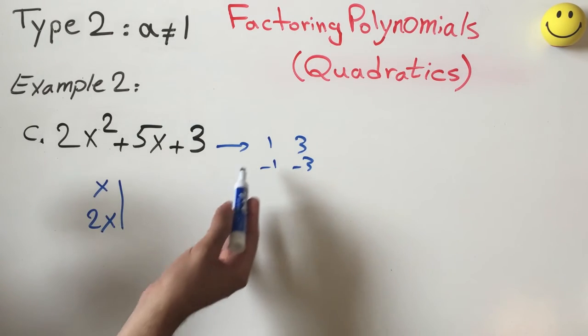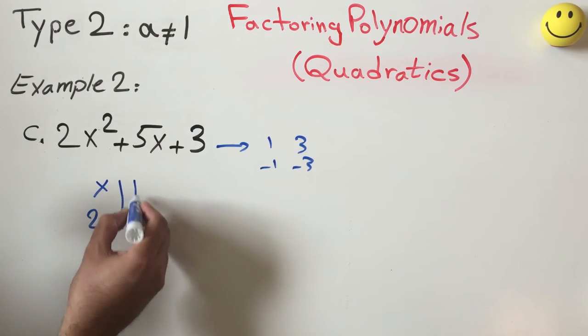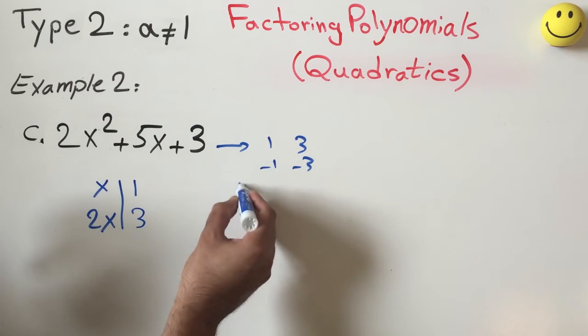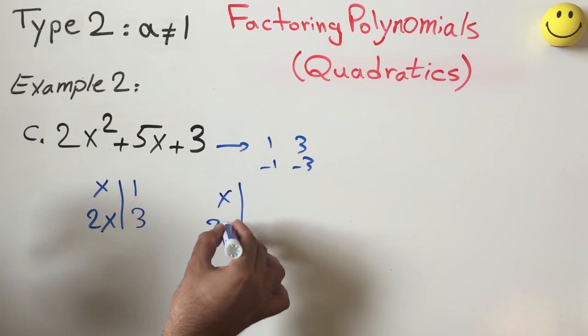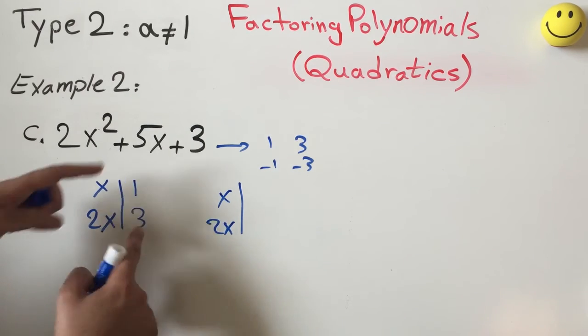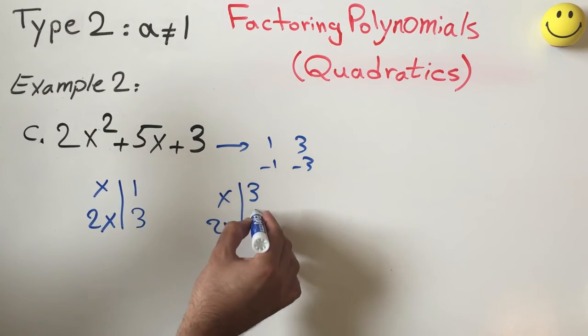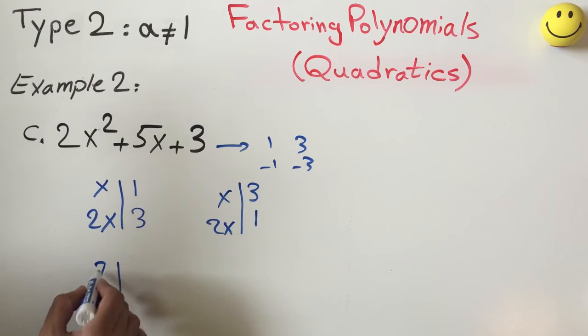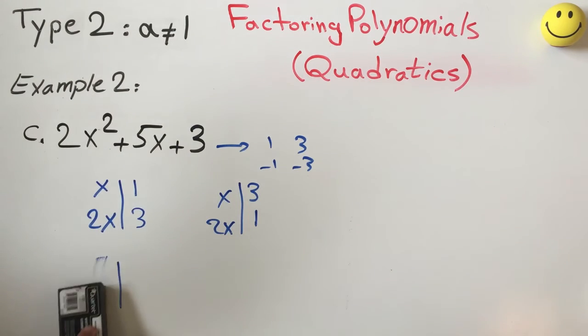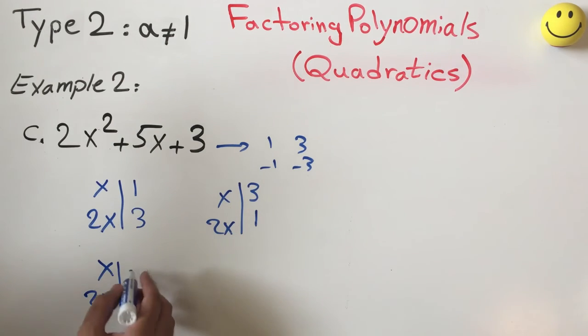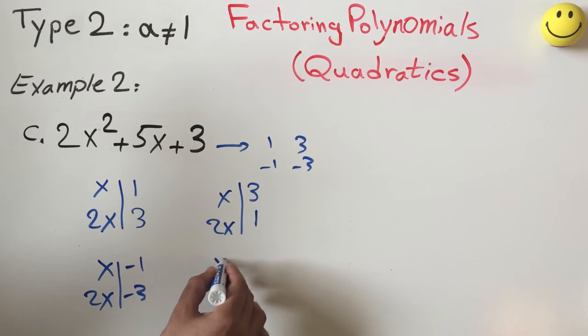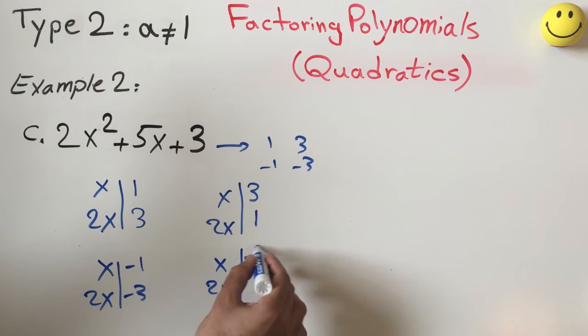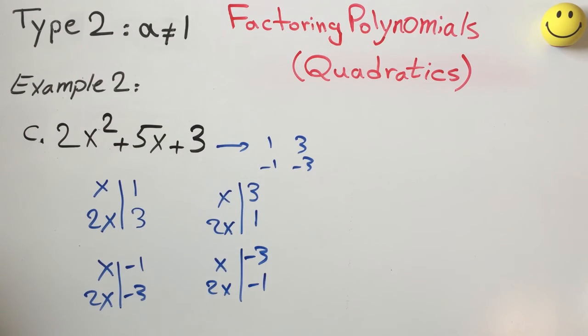What do I mean by that? One time you pick 1 and 3, so I'm going to write it here. The same thing, instead of 1 and 3, you can switch them, so it's going to be 3 and 1. Sorry, this is x, 2x. And one time the negative ones: negative 1, negative 3, and the other one is going to be negative 3 and negative 1. Now you have to do the cross multiplication.